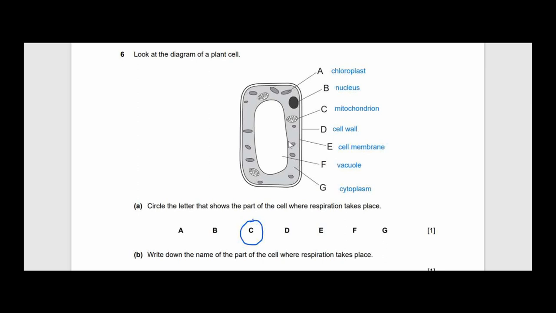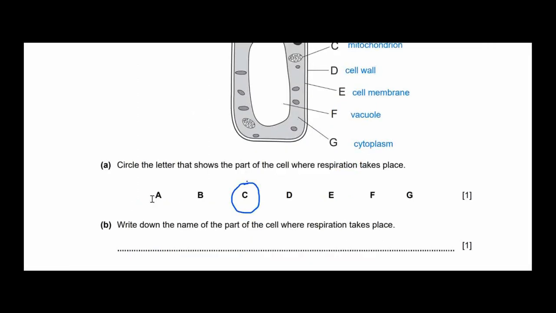Right, let's move on to 6B. Question 6B, write down the name of the part of the cell where respiration takes place.